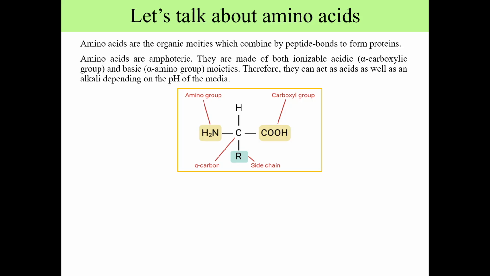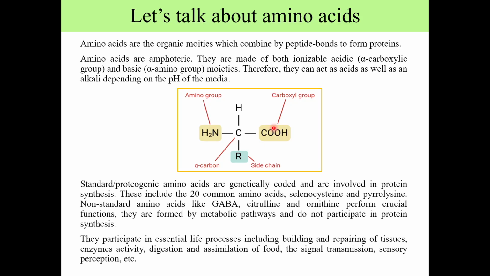Now, amino acids are amphoteric, meaning that they have both a positively charged group and a negatively charged group. So here the positively charged group is definitely the amino group and the negatively charged group is the carboxyl group, right? That is why they behave as an acid as well as alkali depending upon the pH of the media.